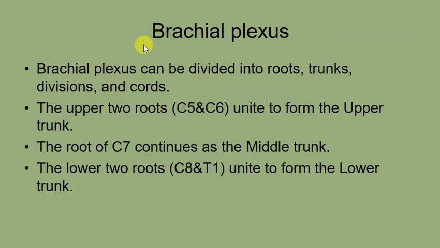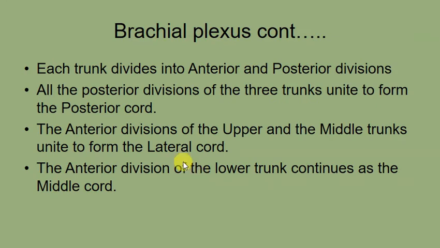So what I was saying is that the brachial plexus can be divided into roots, trunks, divisions, and cords. This is an explanation of what we have already said. The upper two roots, C5 and C6, unite to form the upper trunk. The root C7 continues as the middle trunk, and the lower two roots, C8 and T1, unite to form the lower trunk.